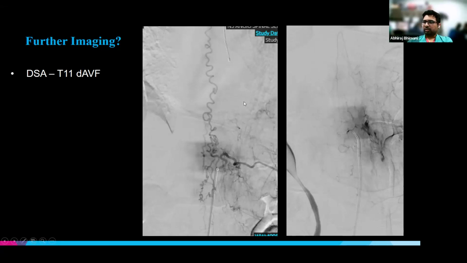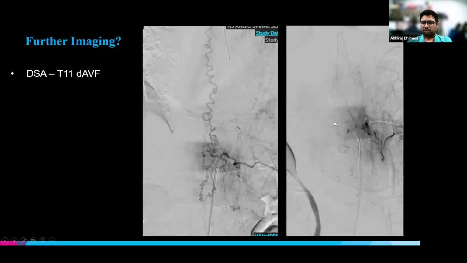Great, awesome. So yeah, every time there's an arterial fistula, we also want to see where the artery of Adamkiewicz comes out. In this case, it was at the T12 level, a level below our AV fistula on the left side.